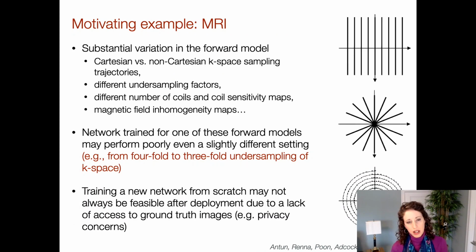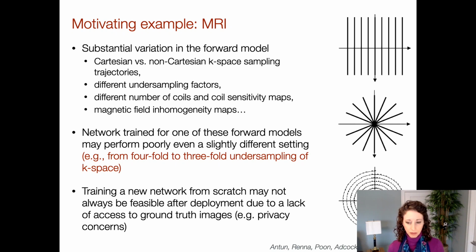So let's think about this in the context of MRI, because I think this is one context in which this problem is very common and would arise quite a bit. When you run an MRI scan, there are a lot of different design parameters that you can choose. You can decide whether you want Cartesian sampling or radial sampling or spiral sampling. You can decide how much undersampling you want to do, which relates to the acquisition speed. You might also want to use it on different scanners that have different numbers of coils or different coil sensitivity maps.